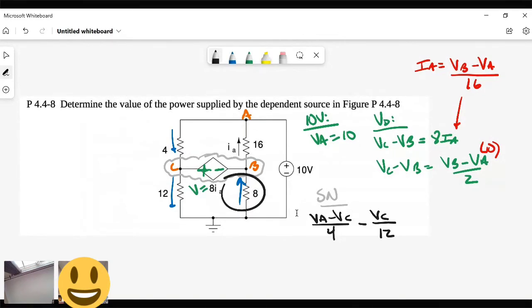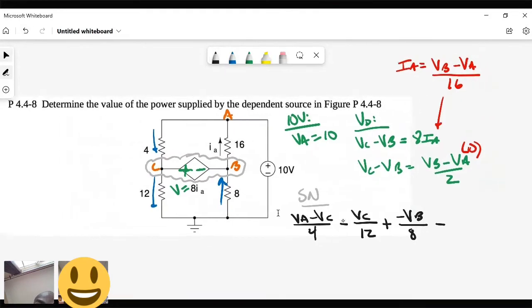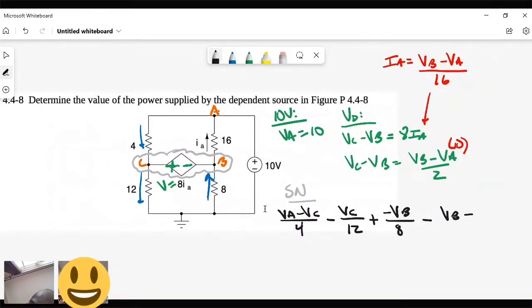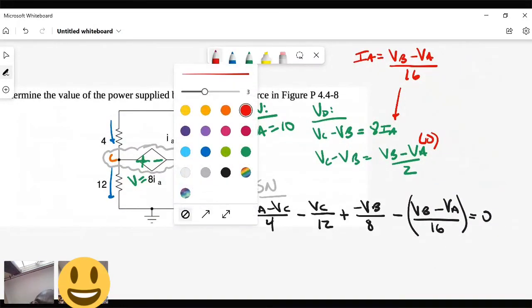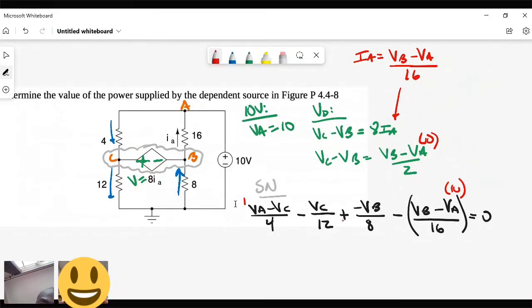Then I do this guy. That's going to be VG minus VB, so just the minus VB, over 8. And that's positive because it's entering. And then I have this guy, which is leaving, and it's going to be VB minus VA. I've got to divide him by 16, put that in parentheses so I don't forget to use my double negative. You follow me? Awesome. So from here, I just remember that VA is 10. So now I have two equations, two unknowns.